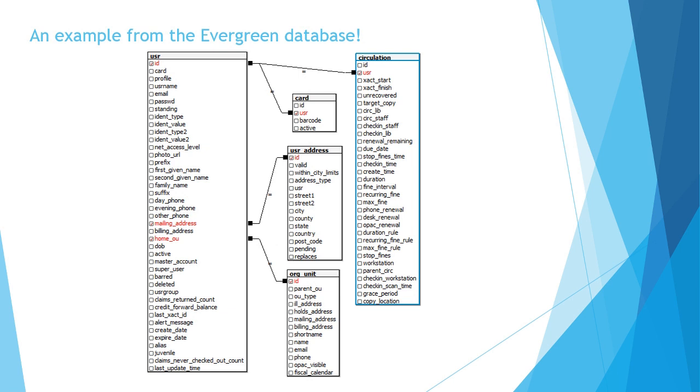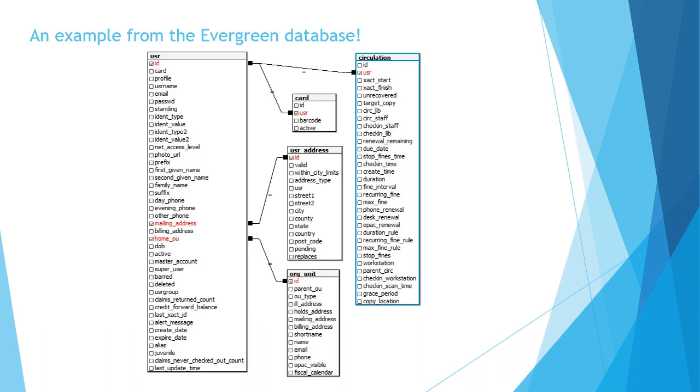This is an example pulled directly from the Evergreen database. The point of this illustration is to show you how various different tables are connected together. This illustrates relational tables. On the left we have the user table, and there are various other tables that are linked by black lines. We have the card table, the user address table, the org unit, which is short for organizational unit table, and the circulation table. Each table is linked together into various relations by various IDs.